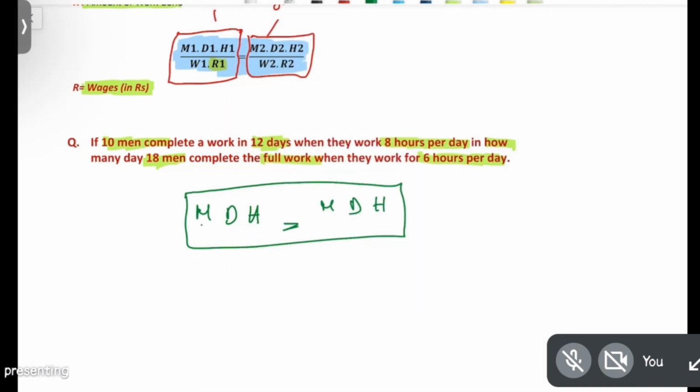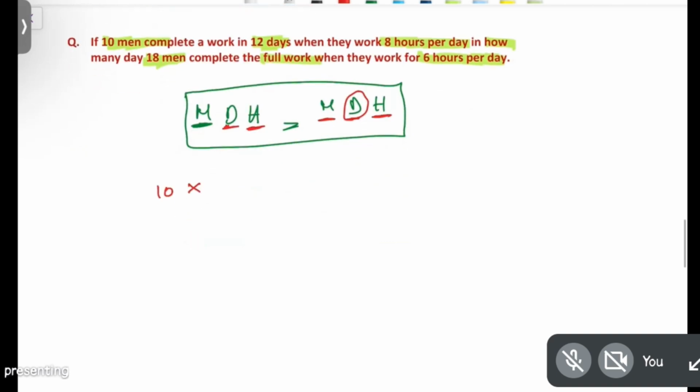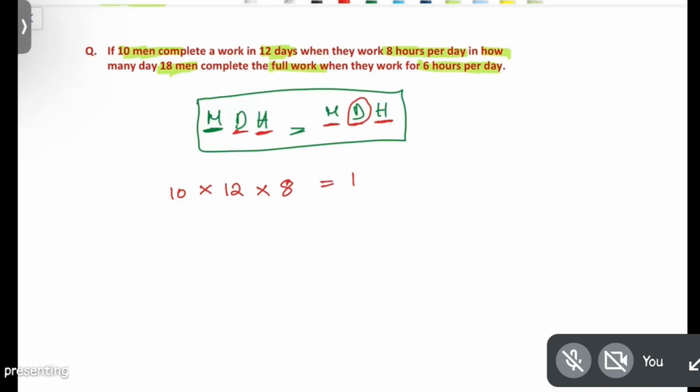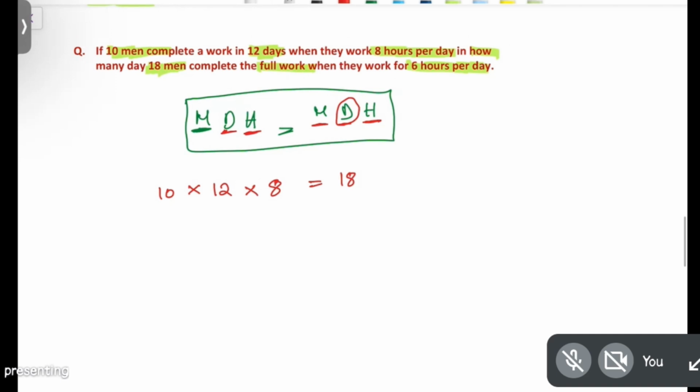We have number of men, we have number of days, we have number of hours. We have number of men, we need to find number of days, and we have hours. So I'll start with the first group of people. 10 men can finish a work in 12 days, working for 8 hours. Equal to how many men? 18 men. We need to find how many days you will take working for 6 hours per day.